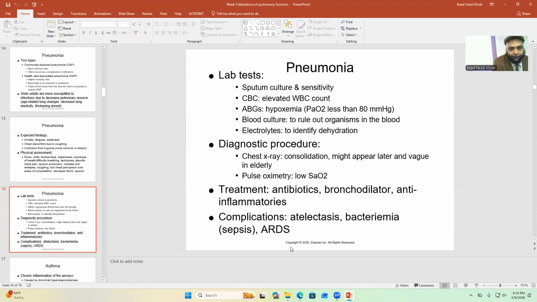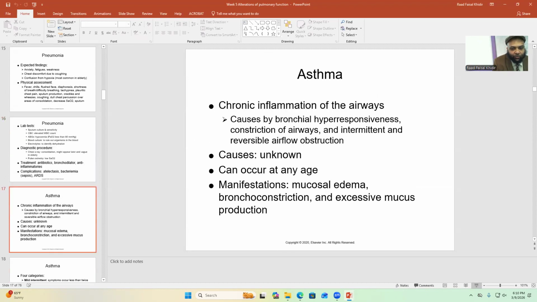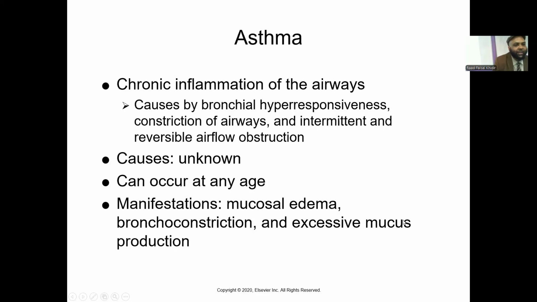Okay. Now we're going to go into asthma. We discussed asthma. Asthma is a chronic inflammation of the airways. It is caused by bronchial hyperresponsiveness.